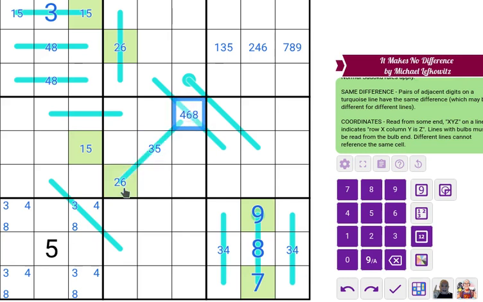4, 4, 3, 2, it's done. 4, 5, 6. 6, 2 can't be 6 because this would be another 2, 4, 6. And 4, 8 must go down, and that's 8, 7, 6, or 8, 5, 2.